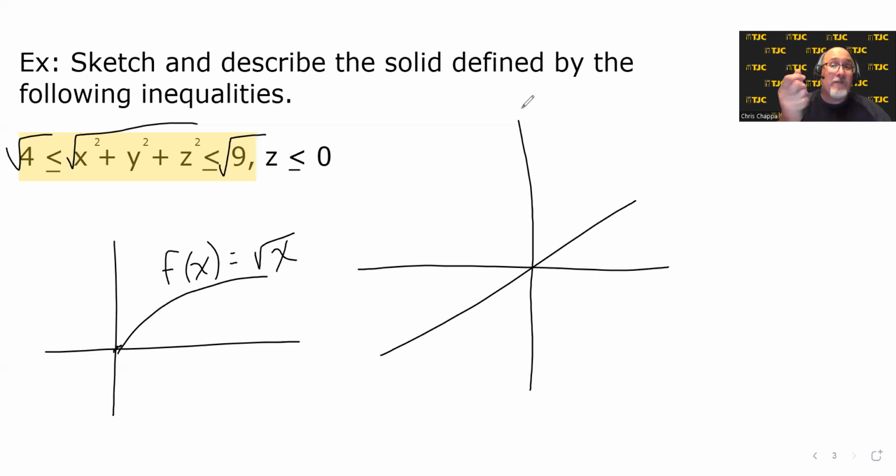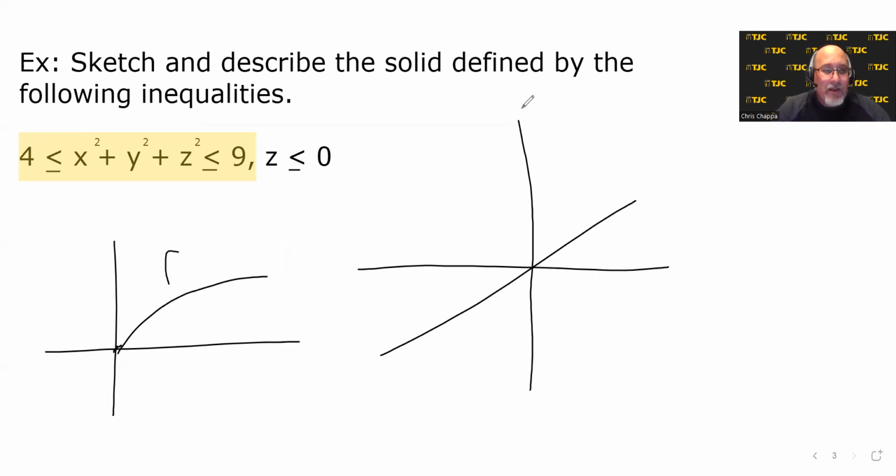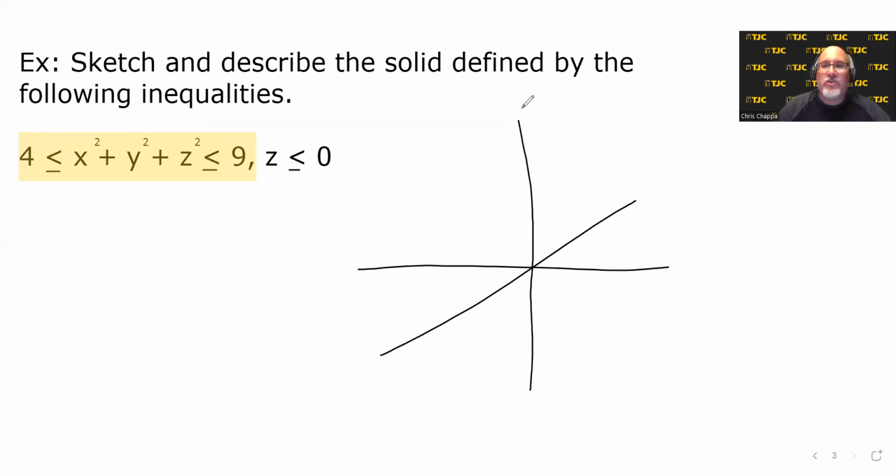If you have a decreasing function, it would actually reverse the inequality, but let's not get too nitpicky. Let's just focus on this as spheres. So let's even trim this down a little bit more. Let's just look at this part of the inequality.